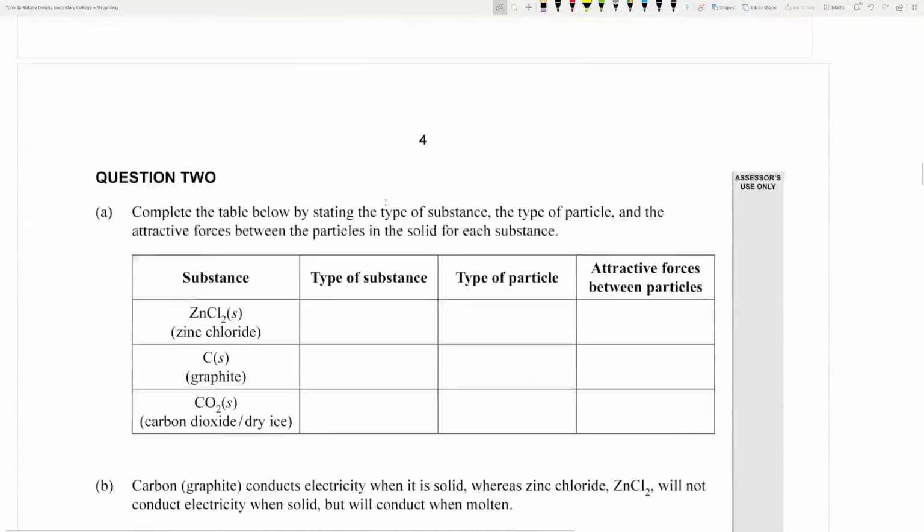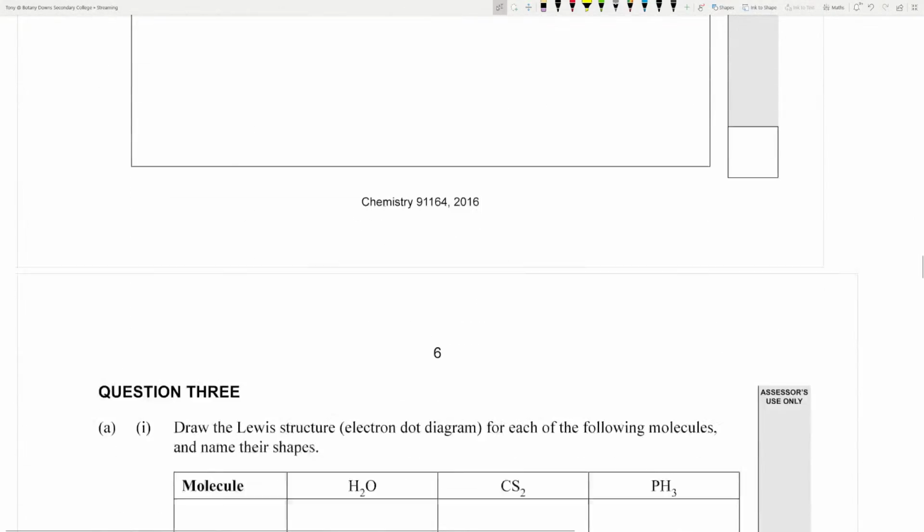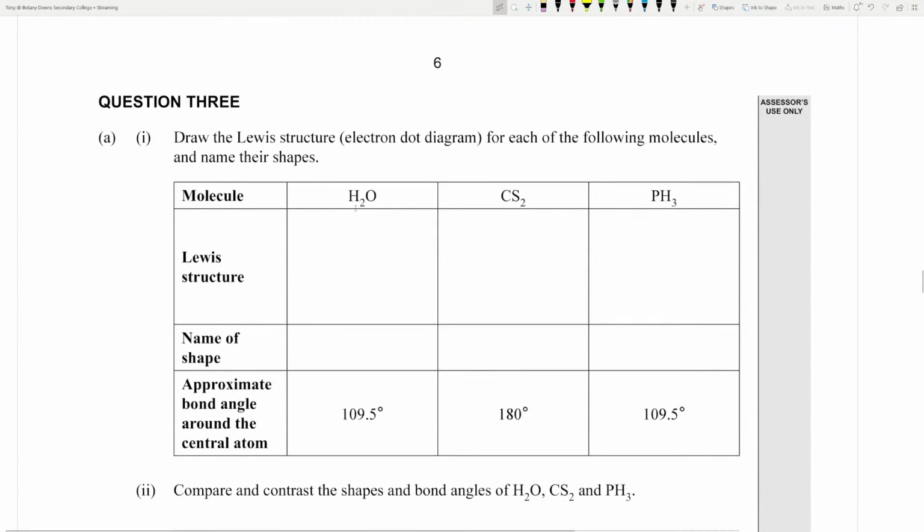So I'm just gonna start with the Lewis diagrams. So here we are. The order of the question is a little bit different. Okay, so we're just gonna try this one. Let's just make sure my pen works. So here we go, water. Now to draw the Lewis structure.